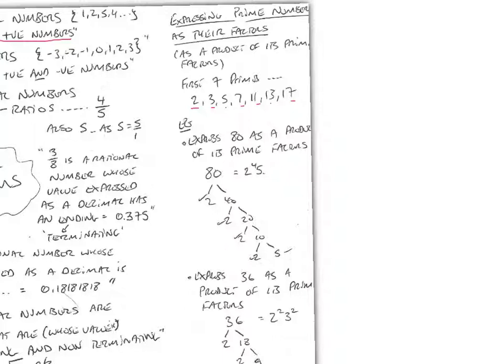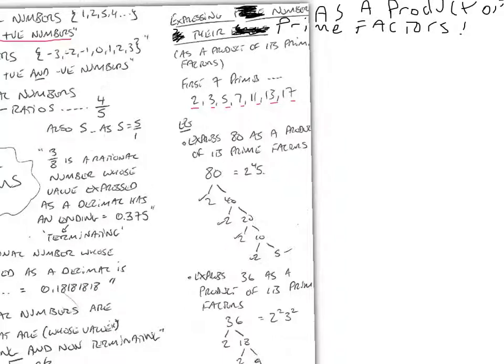Sometimes we're asked to express numbers as a product of their prime factors. So if we were to express 80 as a product of its prime factors, then 80 expressed as a product of its prime factors is actually 2 to the power of 4 times 5. 2 is a prime number, 5 is a prime number. They're both factors of 80. So 2 to the power of 4 times 5 is 80, expressed as a product of its prime factors.